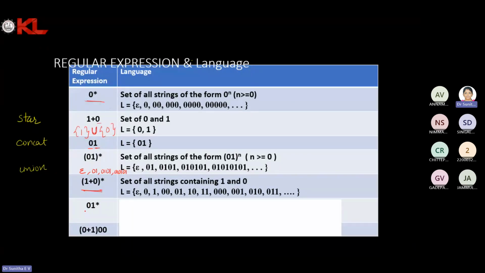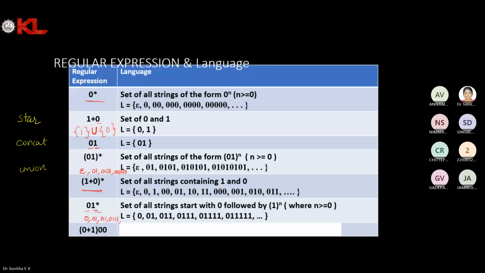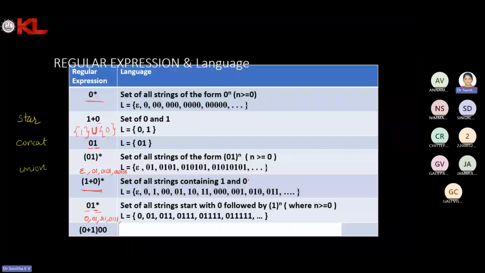So 0 1 star means 0 is concatenated with n number of ones. When n is 0, the string will be 0. Then 01, 011, then 3 ones, and it will go like that. Then the next one is (0 union 1) concatenated with 00. The first letter can be 0 or 1, then the next two characters should be 0 0. So the language is 000 or 100.